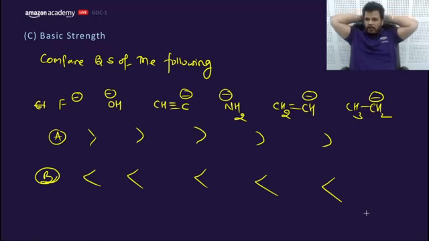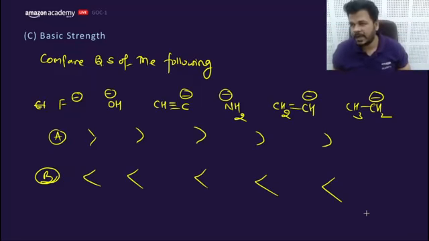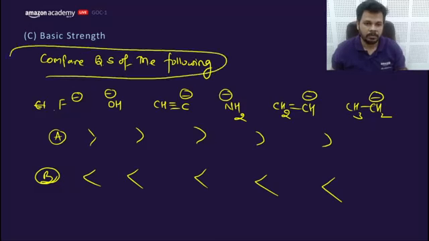pK is minus log of Ka, like pH is minus log of H plus. Similarly, pK is minus log of Ka, the acid dissociation constant. Order: compare the basic strength order.